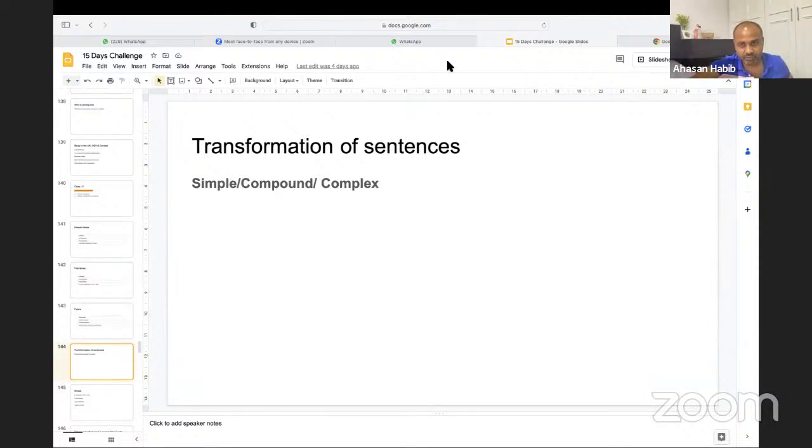There are three sorts of sentences basically when you do the transformation: simple, complex, and compound. These are the three types of sentences we use in speaking and writing as well. Very quickly, can you please type in the chat box simple, complex, and compound? These are the three kinds of sentences I'd like to see.